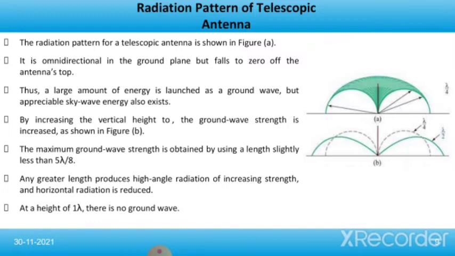Thus a large amount of energy is launched as a ground wave, but appreciable sky wave energy also exists here. By increasing the vertical height, the ground wave strength is increased, as shown in the figure. The maximum ground wave strength is obtained when the length is slightly less than 5 lambda by 8. Any greater length produces high angle radiation of increasing strength, and horizontal radiation is reduced. At a height of 1 lambda there is no ground wave.